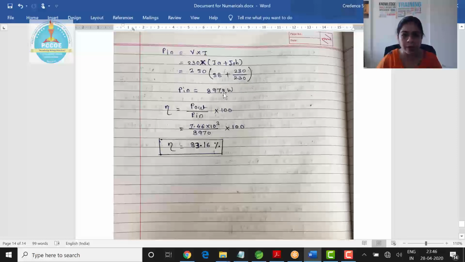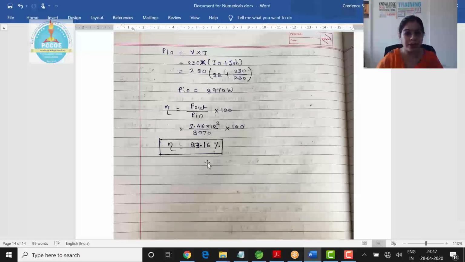Now I have P in, P out is already given, so I can easily get the value of efficiency. Efficiency is equal to P out upon P in into 100. P out is 7.46 kilowatts, so we need to convert it into watts. So 7.46 into 10 to the power 3 upon 8970 watts, which is the input power, into 100. So actual efficiency of the motor is 83.16%.